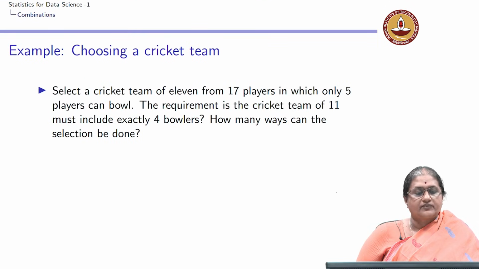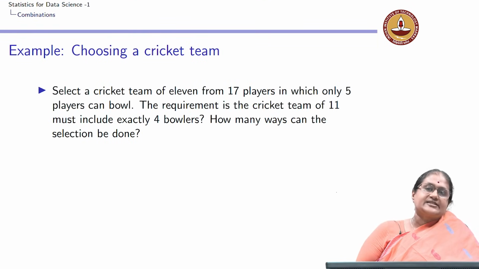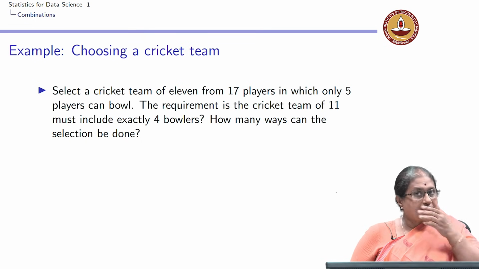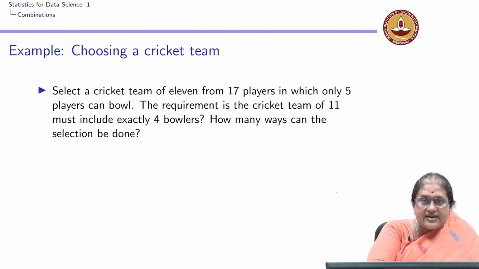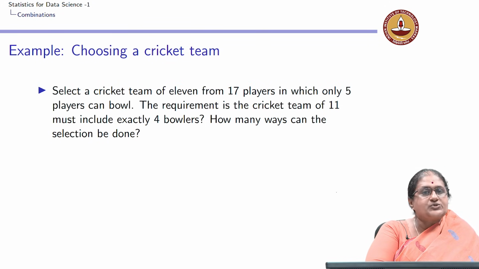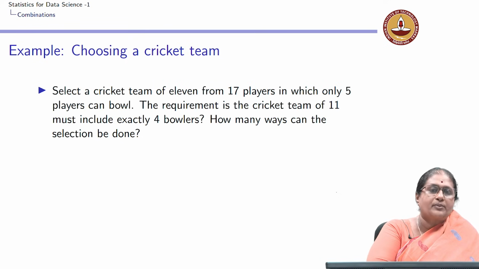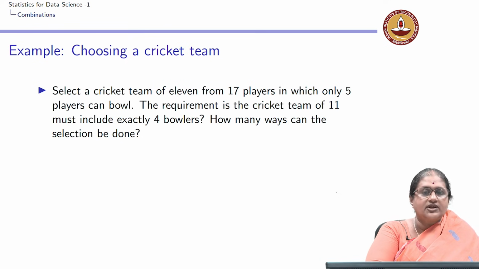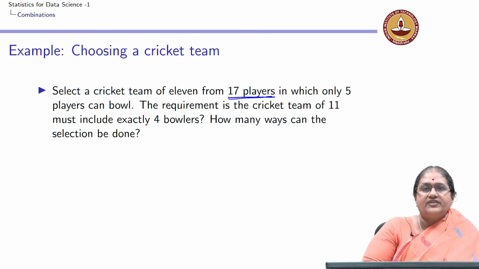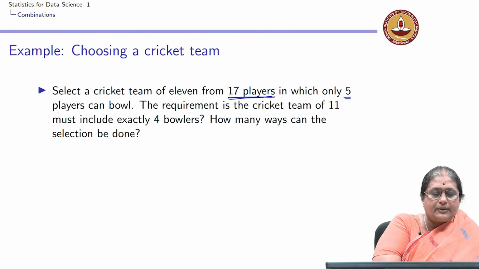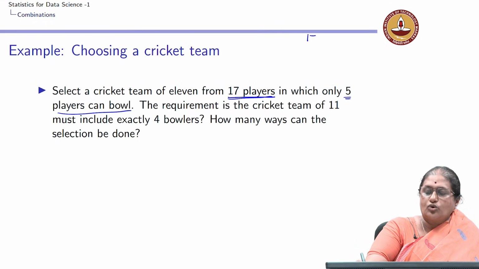Okay. So, let us move on to the next example. Suppose all of us know how we choose a cricket team. A cricket team has 11 players. Of these 11 players, we need some who are batsmen, some who are all-rounders, a wicket keeper, and also bowlers. Suppose I have 17 players available with me. Of these 17 players, only 5 players can bowl. So, I have a total of 17.